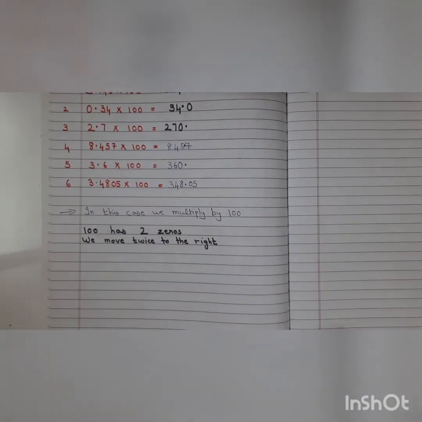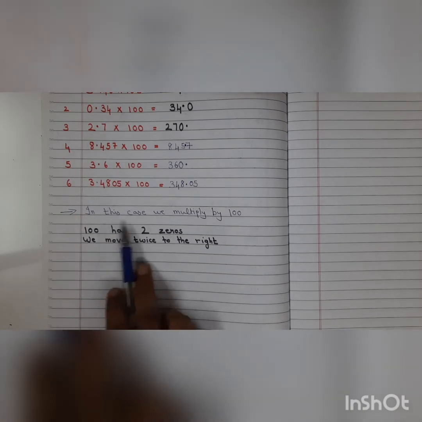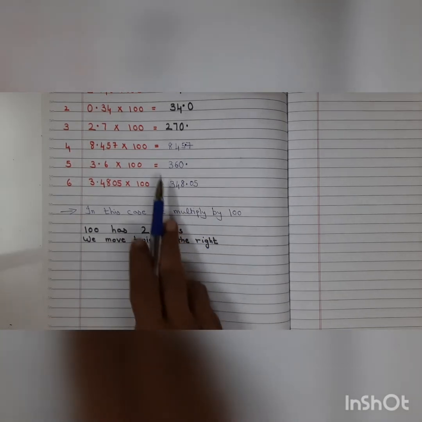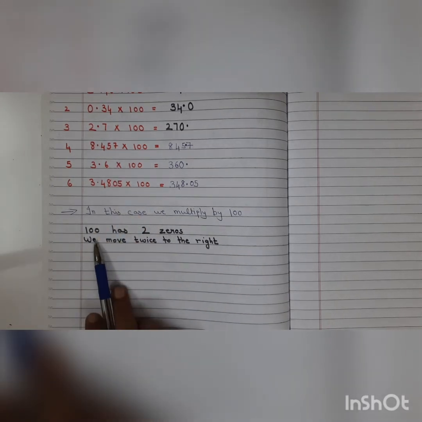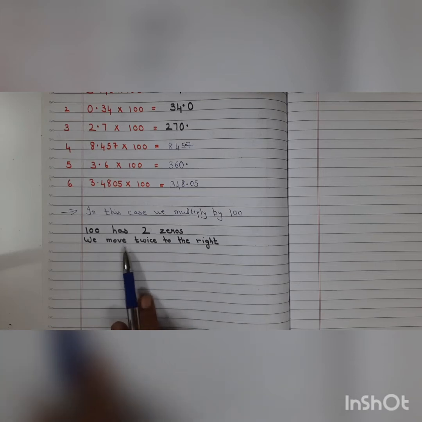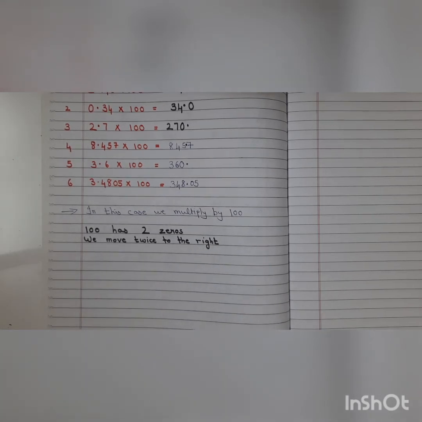See children? I have written here, in this case, we multiply by 100. Why? Because we are multiplying by 100. We have done 10, 100 and 1000. But right now we focus on 100. 100 has 2 zeros. So we move twice to the right. Simple. Just remember this. Okay?